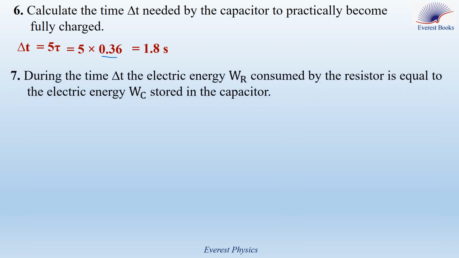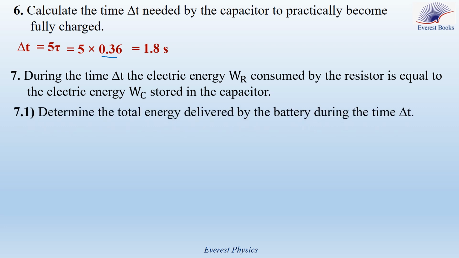Part 7. During the time delta T, the electric energy WR consumed by the resistor is equal to the electric energy WC stored in the capacitor. So we want to determine the total energy delivered by the battery during the time delta T. During the charging process, we know that the battery supplies electrical energy to the capacitor and to the resistor, which means that the total energy supplied by the battery is equal to WR plus WC, but WR is equal to WC. So we will replace WR by WC.